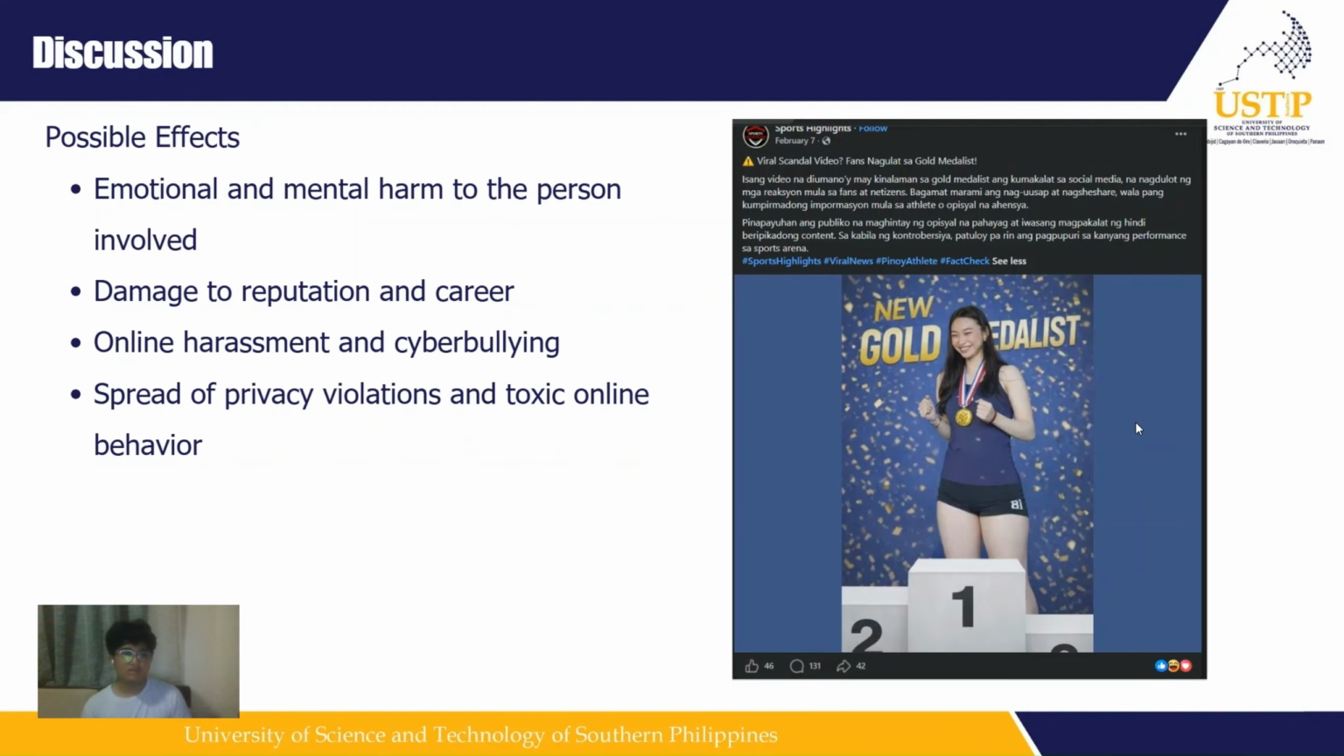Possible effects of this are emotional or mental harm to the person involved. Maybe because of the stress, they may want to kill themselves or something like that. It damages their reputation and career. Online, they may get harassment or bullying. A lot of people may find their accounts, text them, bully them, send death threats or anything like that, not just for this example. And it spreads privacy violations and toxic online behavior.